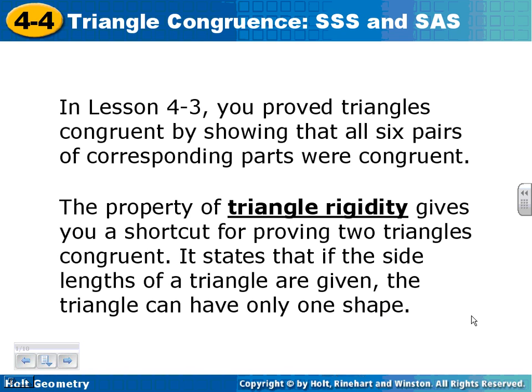All right, let's roll here on 4.4. Just in time for the bell to ring on me. 4.4 geometry notes here.